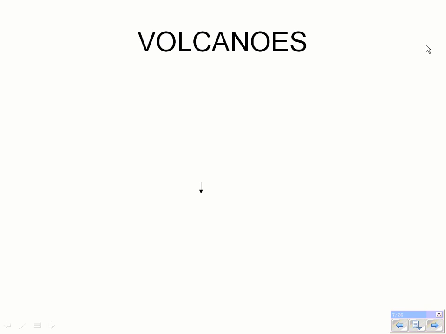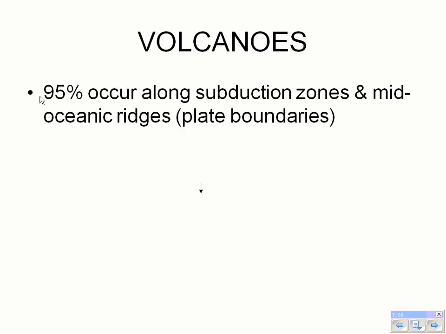Number 4, volcanoes. 95% of the volcanoes on Earth are found at plate boundaries, so mostly at subduction zones. Subduction zones are where two crustal plates are forcing against each other, and one plate is going to go underneath the other plate. The other 5% of the volcanoes are found at hot spots. Again, that's intraplate, so not at plate boundaries, but in the middle of a plate.